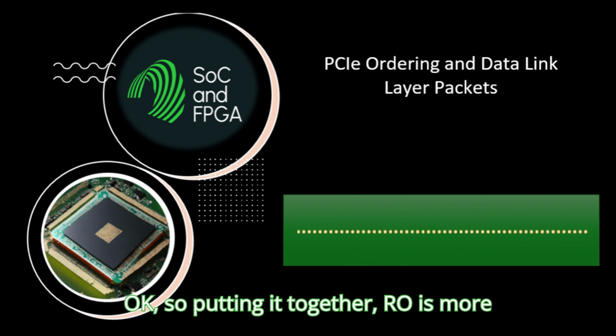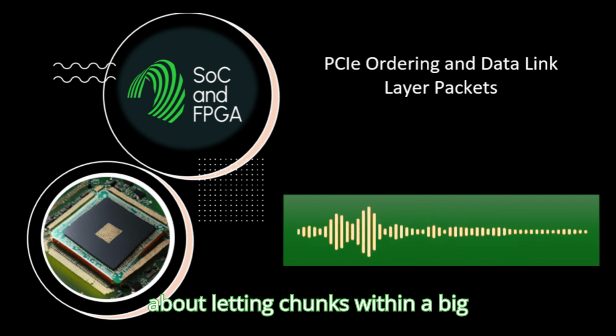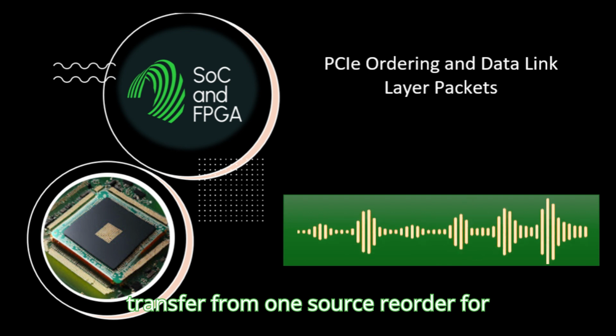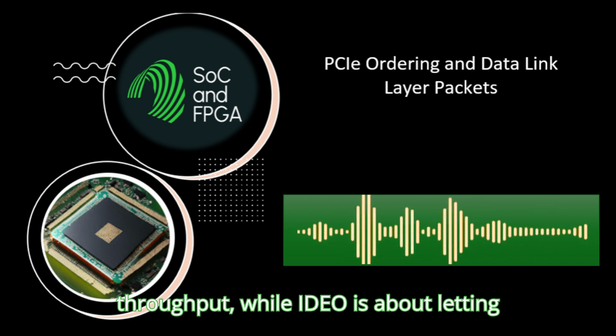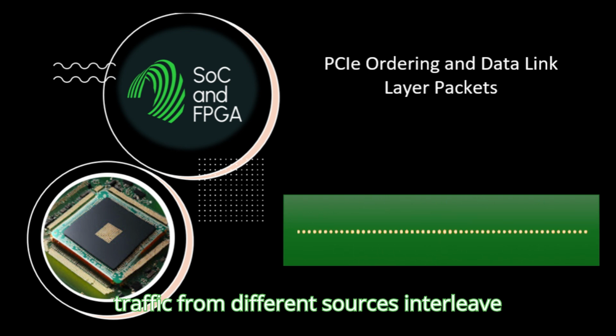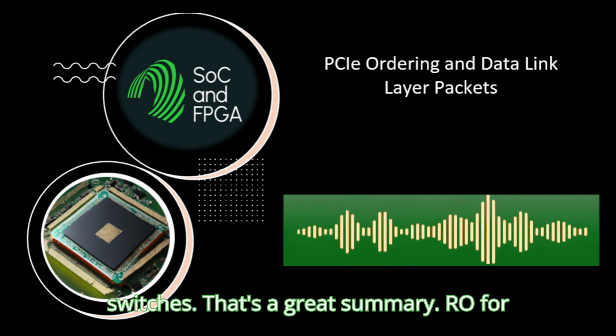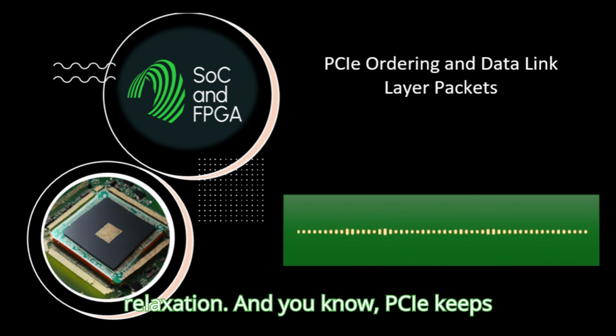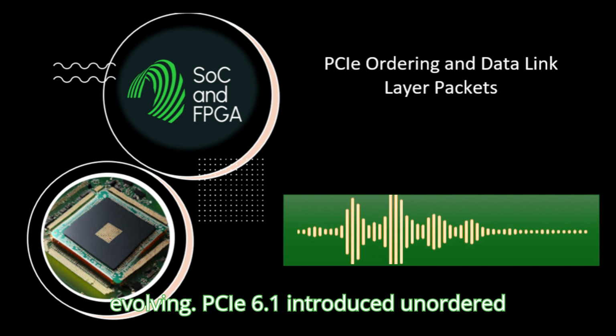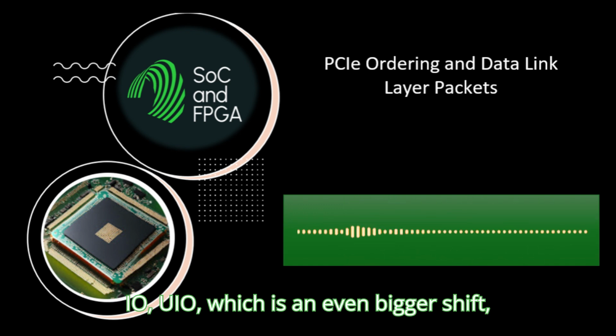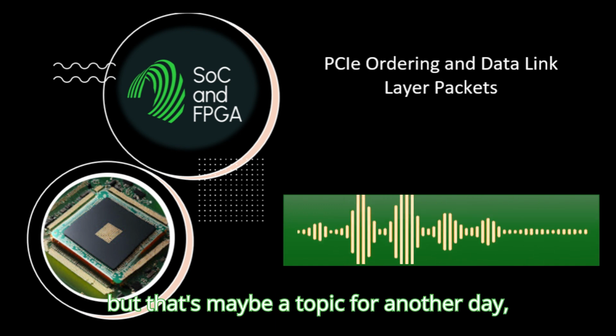Okay, so putting it together, RO is more about letting chunks within a big transfer from one source reorder for throughput. Yep. While IDO is about letting traffic from different sources interleave better at aggregation points like switches. That's a great summary. RO for bulk data flow, IDO for source-aware relaxation, and PCIe keeps evolving. PCIe 6.1 introduced unordered I/O, UIO, which is an even bigger shift, but that's maybe a topic for another day.